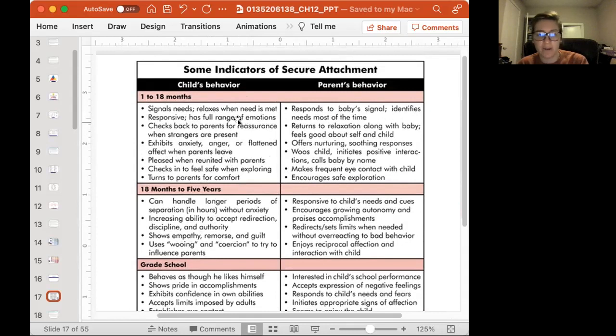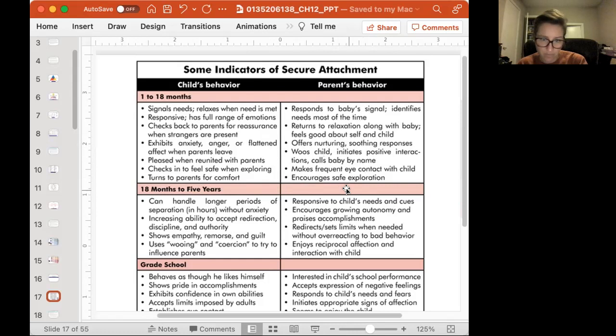When there's a secure parent attachment, they respond to baby signals. They identify needs most of the time. They return to relaxation along with the baby, and they feel good about themselves and the child. They offer nurturing, soothing responses. They woo the child, initiate positive interactions, call the baby by their name, and make frequent eye contact, as well as encourage safe exploration.